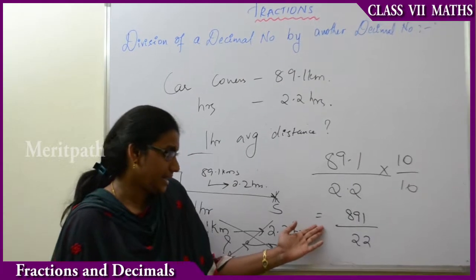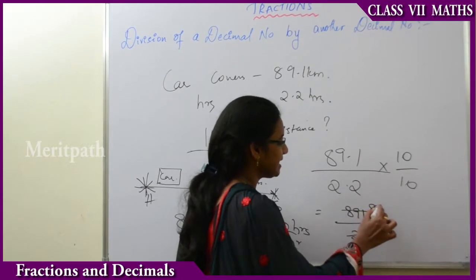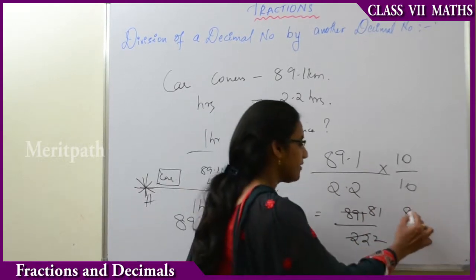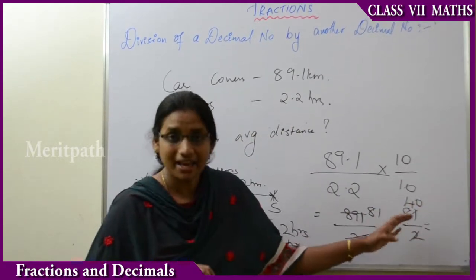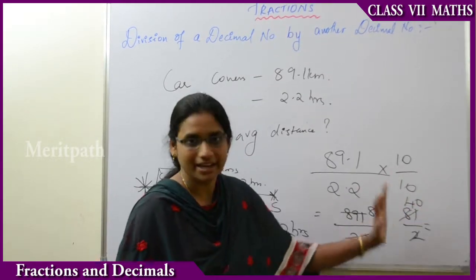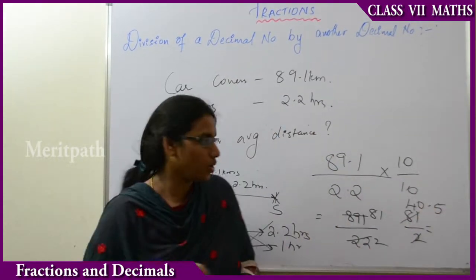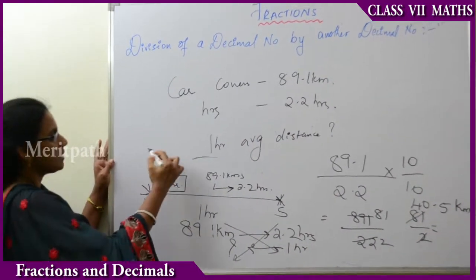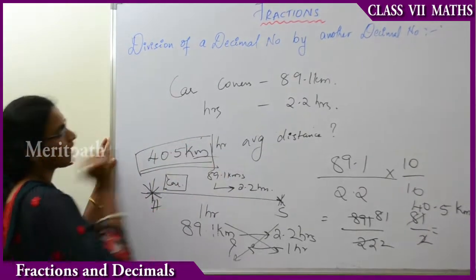Now, it will be divided using the 11 table, that is 11 twos are 22, 11 eights are 88 and 1 remaining, that is 11, 11 ones are 11. So, 81 divided by 2 gives us 2 fours are 8, because it's the tens digit, that is 80. So we will be taking 2 forties are 80 and remaining 1. So 2 fives are 10. Okay, hope you are getting that it is 40.5 kilometers, which is the average distance covered by the car in 1 hour.